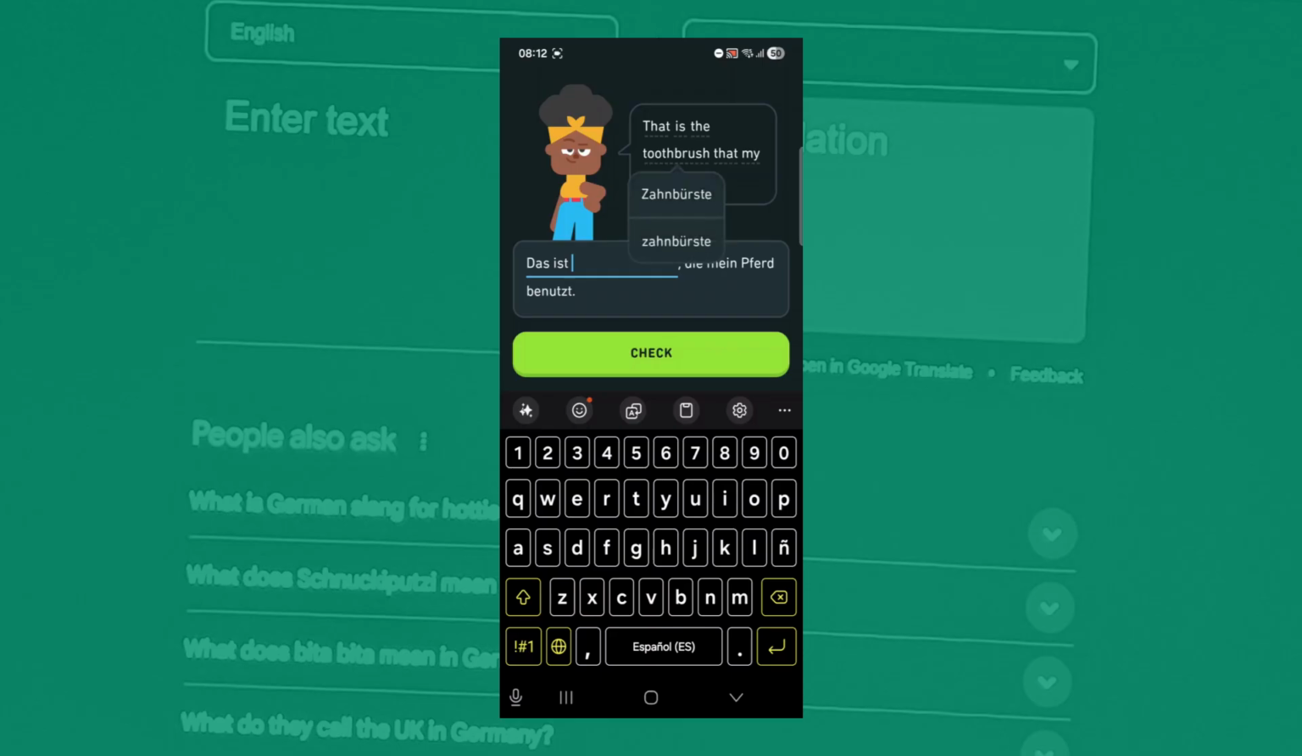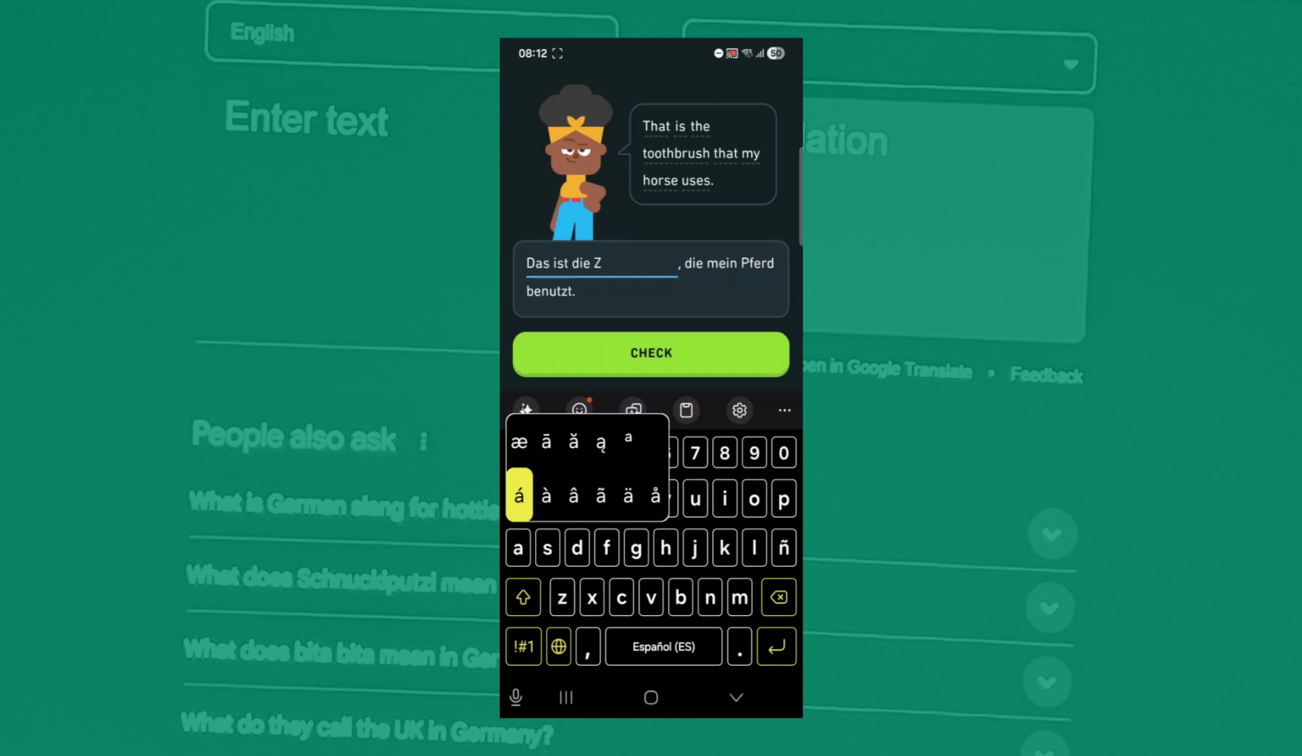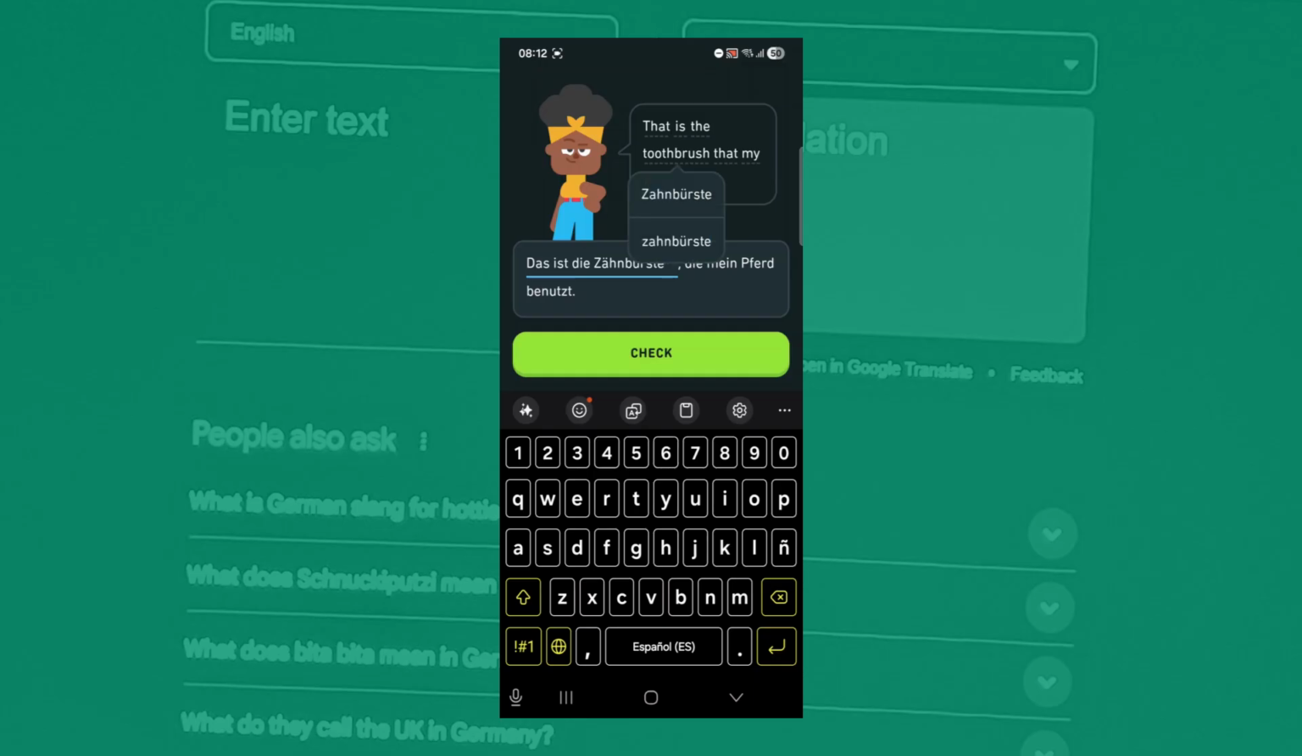No, I don't remember what a toothbrush is. So I'm going to guess it's feminine. Oh, no, it's the U that has that one out. Okay.